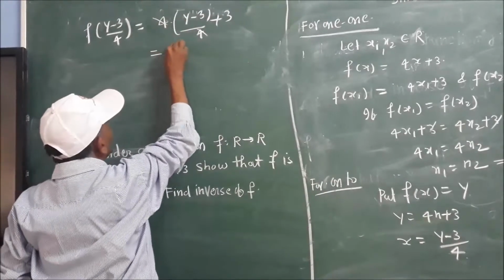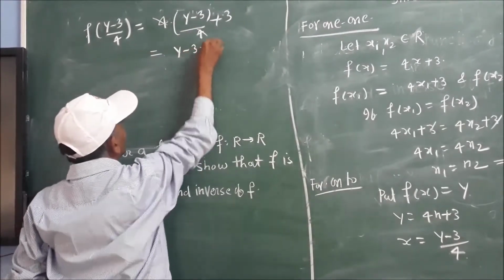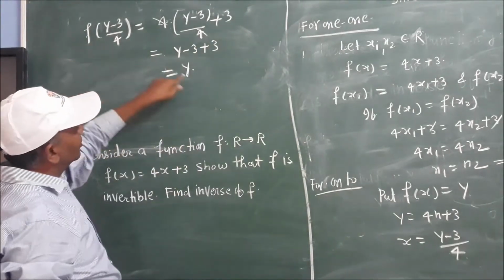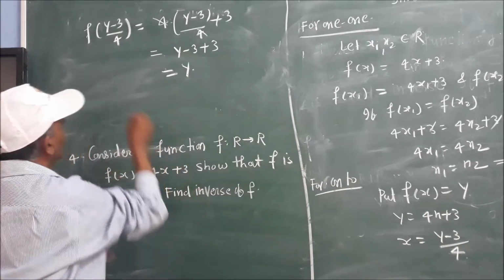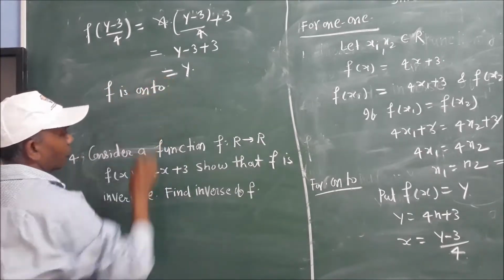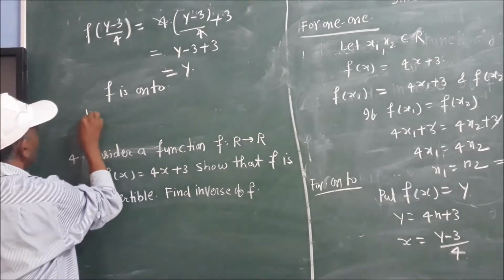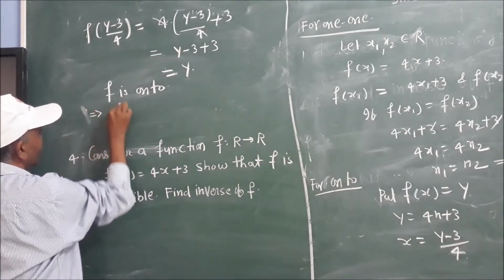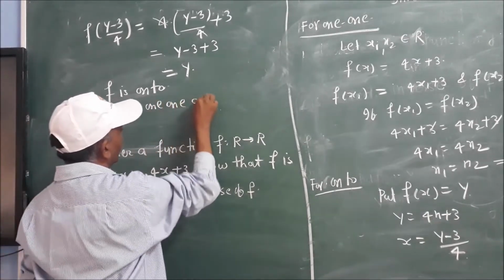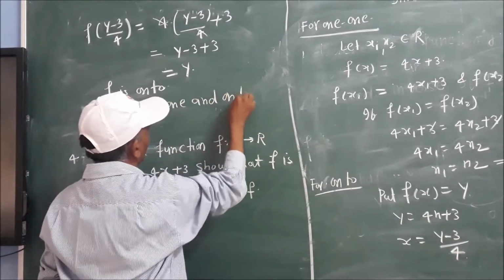So this will equal y minus 3 plus 3, and this will equal y. So we have shown that this value is equal to y. Hence f is onto. So we have proved that. This implies f is one-one and onto.